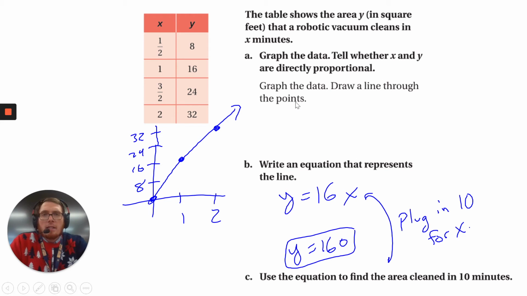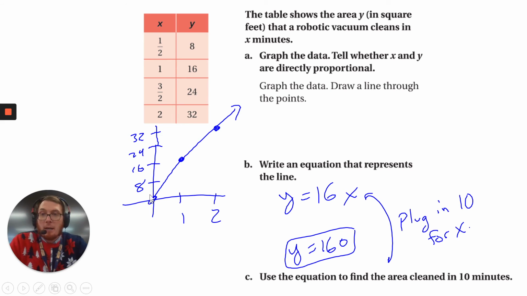Okay, the next one is a table showing the area that you can clean in X amount of minutes. So this is half a minute, cleans 8 square feet, excuse me. So this graph, and I've only graphed part of it, but the idea is similar. This will make a nice line, and it will go through the origin. And it says write an equation that represents the line. Essentially, that's find the slope. So one way to find this for right now is just figure out what the slope is.